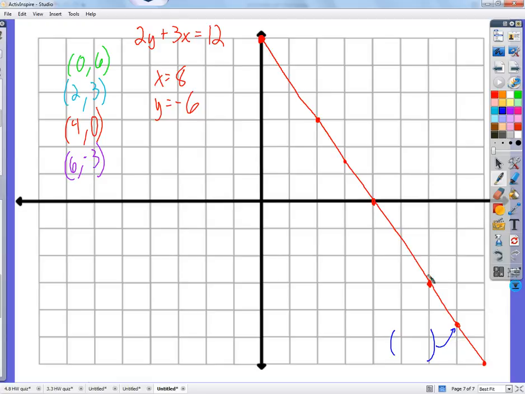7. Looks like 7. And 6 is right there. Okay, 7, 4.5? Negative. It's negative 1, 2, 3, 4. Looks like 1/2.